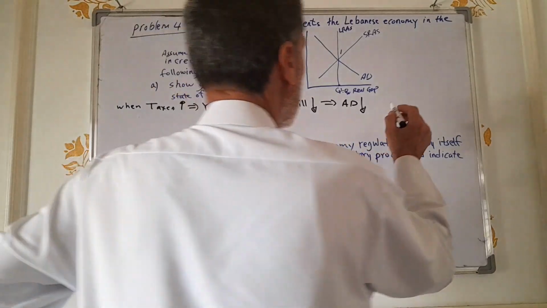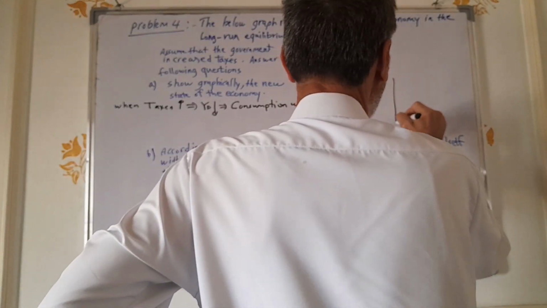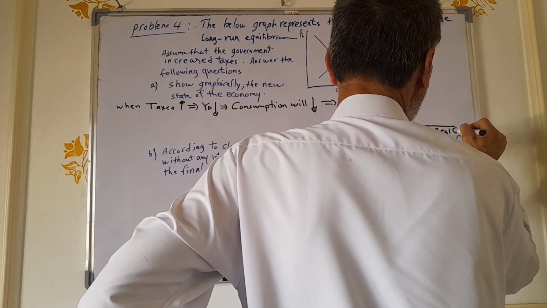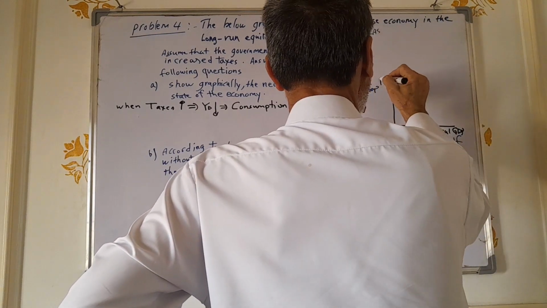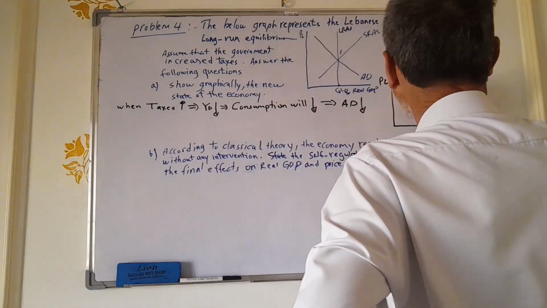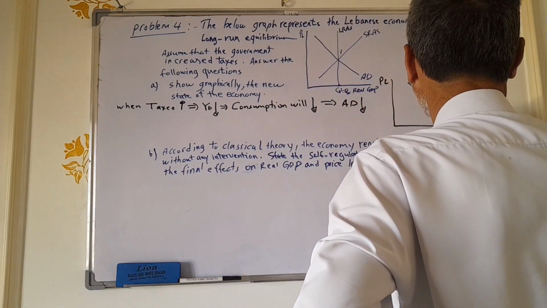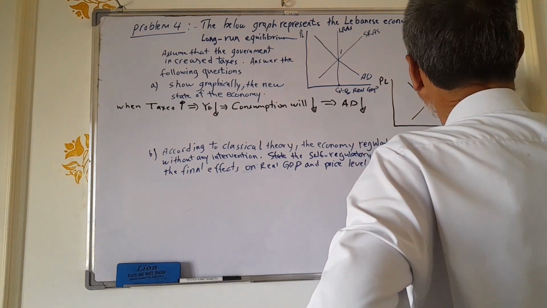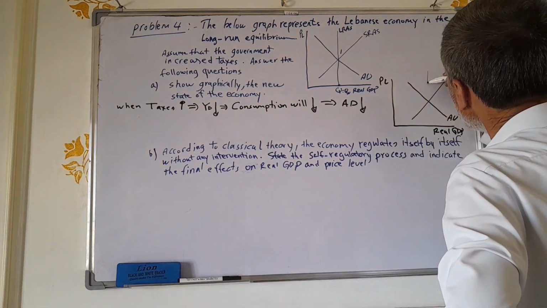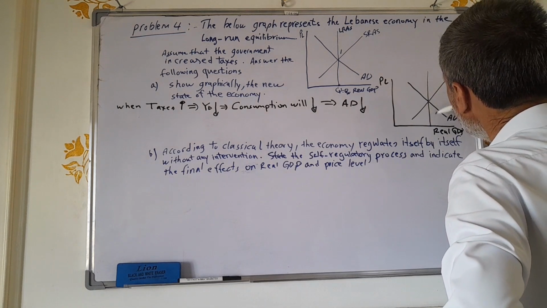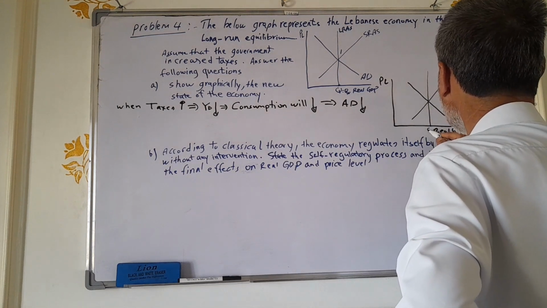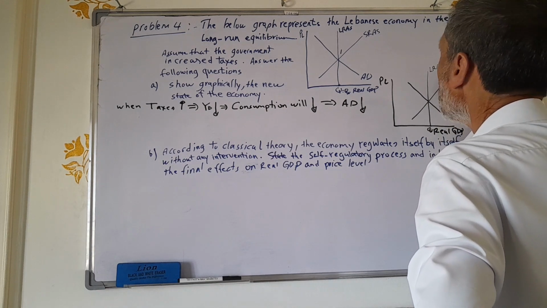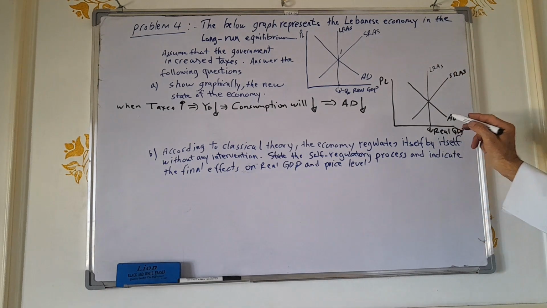So we can write this one here. Real GDP. This is price level. This is aggregate demand. Short run aggregate supply. Of course, this is the long run aggregate supply. This is, as you can see, QN here. And this is long run aggregate supply. Now what happens? Aggregate demand decreases.